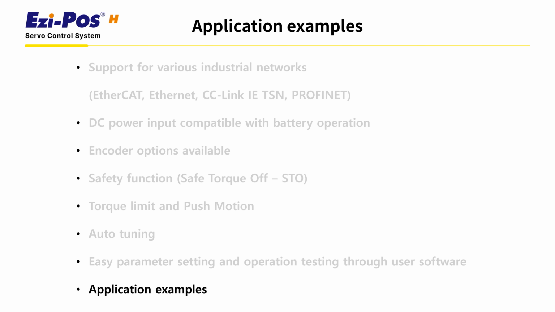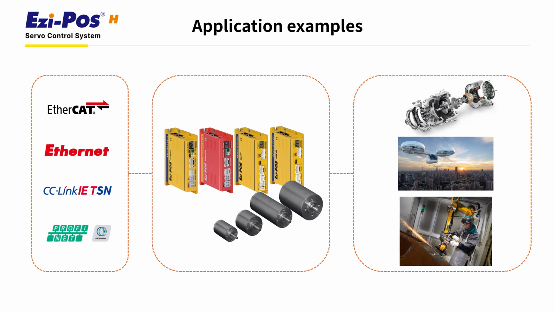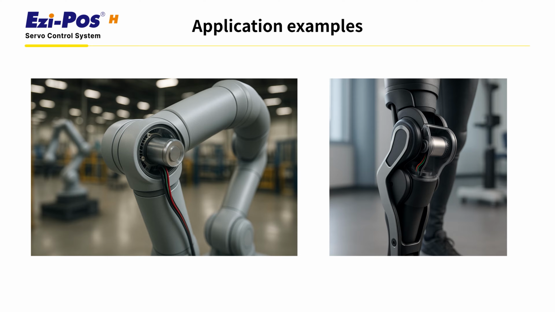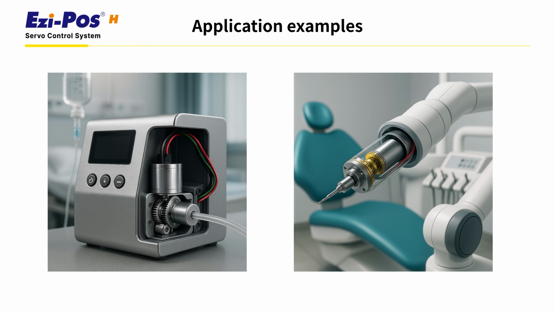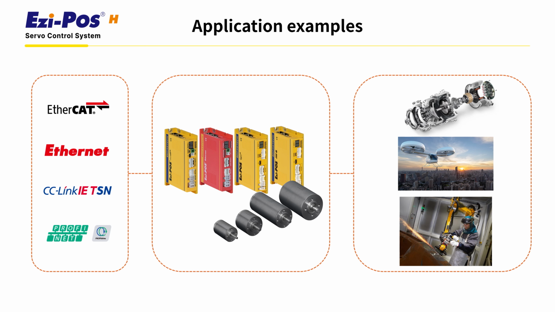Next, let's look at application examples of Ezi-POS. Ezi-POS, a DC input BLDC motor system, is widely used across industries. Due to its efficiency and precise control capabilities, it also supports multiple communication networks, allowing it to be used without changing existing systems. For example, it is used in collaborative robot joints and medical equipment in hospitals. In addition, it is used across various industries such as aerospace, defense, precision measurement, and mobility, and is particularly applied in sectors that require high precision and miniaturization.